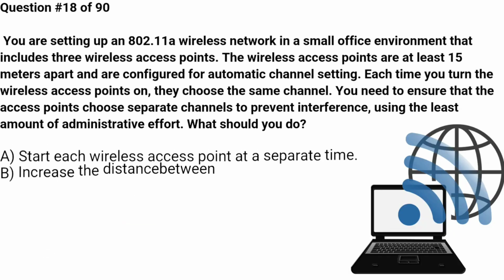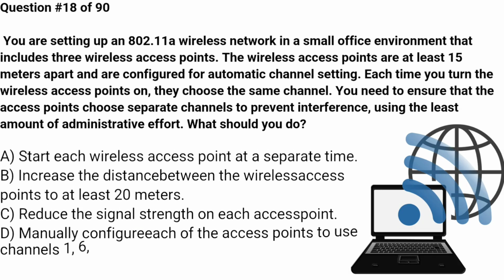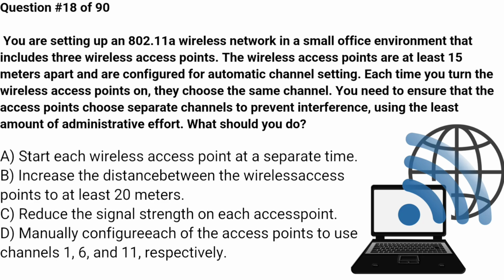Question 18 of 90. You are setting up an 802.11a wireless network in a small office environment that includes 3 wireless access points. The wireless access points are at least 15 meters apart and are configured for automatic channel setting. Each time you turn the wireless access points on, they choose the same channel. You need to ensure that the access points choose separate channels to prevent interference using the least amount of administrative effort. What should you do?